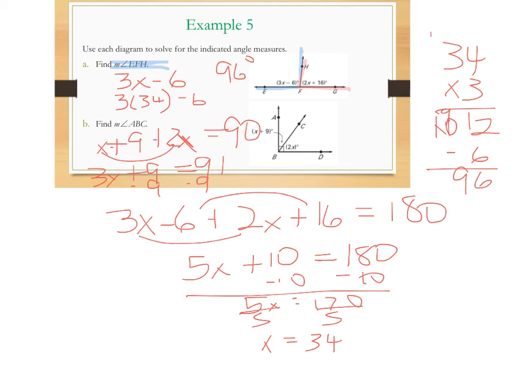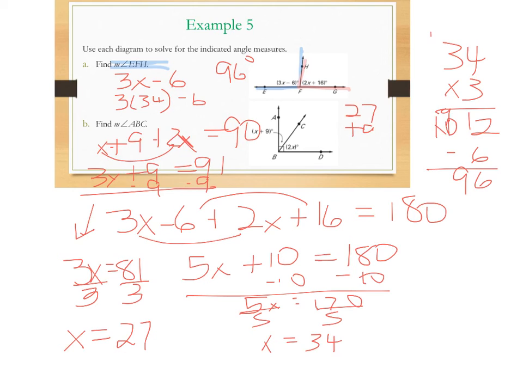Subtract the 9. I end up with 3x equals 81. Divide by 3, and x equals 27. I now have to plug it in. They only wanted ABC. So ABC was the x plus 9. So 27 plus 9, and I get 36. Any questions?